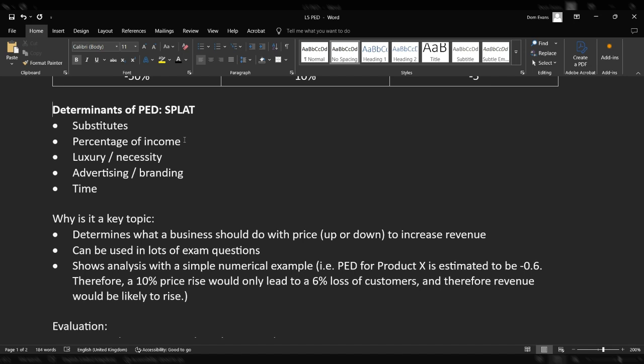Okay, but if I'm buying a 10p sweet and they double the price to 20p, it's the same 100% increase in price, but this time it's a lower proportion of my income. So I'm less responsive to that change.